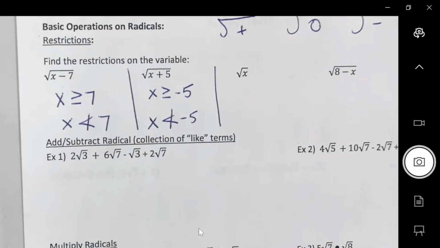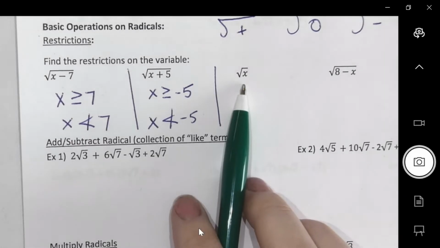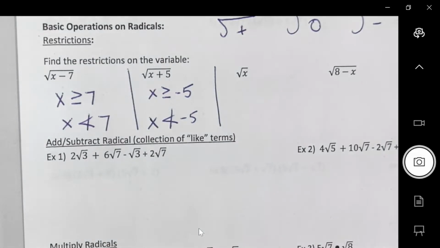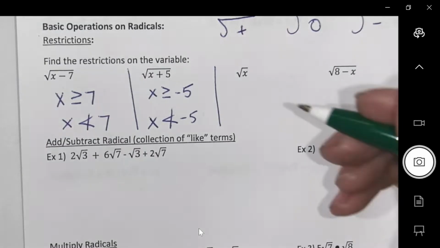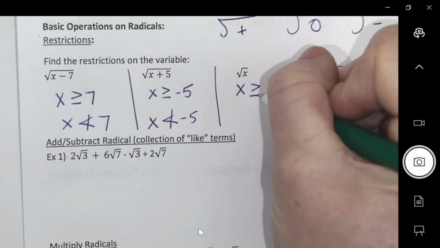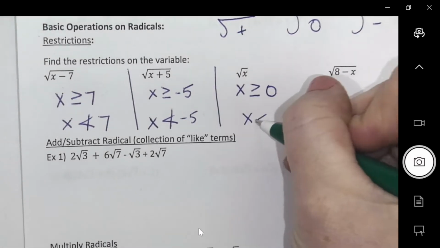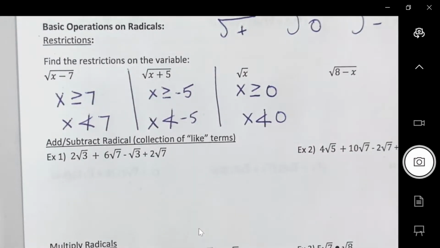Okay, what do you think about the next one? Give me one example that would work. 2? That works. What's an example that doesn't work? If X was negative anything, right? So X has to be greater or equal to 0 to be able to square root that. Or if you wanted to express this differently, you could say X is not allowed to be less than 0.